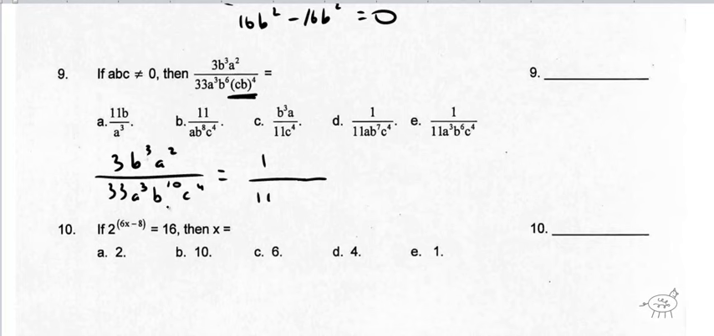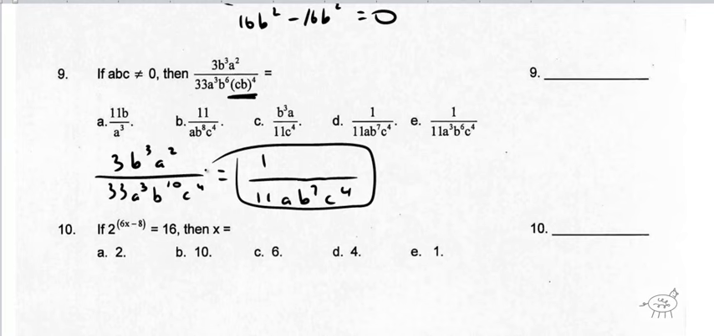The bottom b wins, so let's do the a first. Do you guys agree this is a on the bottom? It's b to the 7th on the bottom and c to the 4th on the bottom. And that's your answer. Okay, so that gives me D.